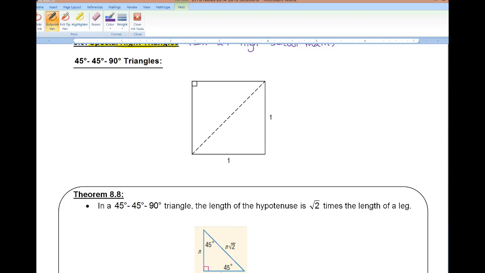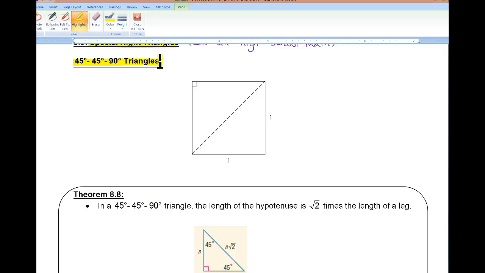There are two types of special right triangles. The way we determine whether they're special right triangles is based on their angle measures. The first one is a 45, 45, 90. So whenever you hear the words 45, 45, 90, you should start to picture what type of triangle we have.